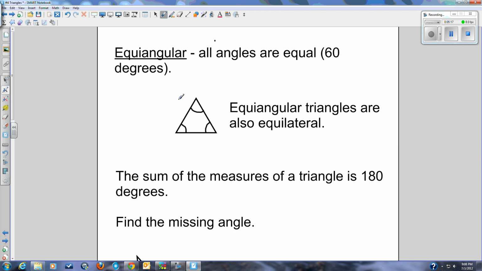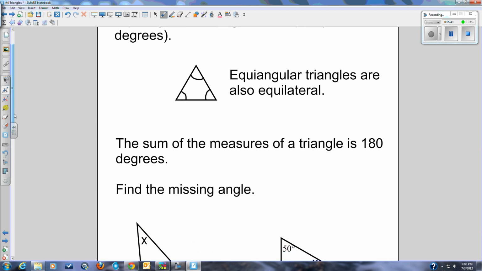In an equiangular triangle, all angles are equal to one another, and what that means in a triangle is that they're all 60 degrees. And in this picture, I've made these arcs on the angles, and these arcs indicate that all of those angles are the same. Now, the thing about equiangular triangles is that they're also equilateral. All sides are also the same in an equiangular triangle.